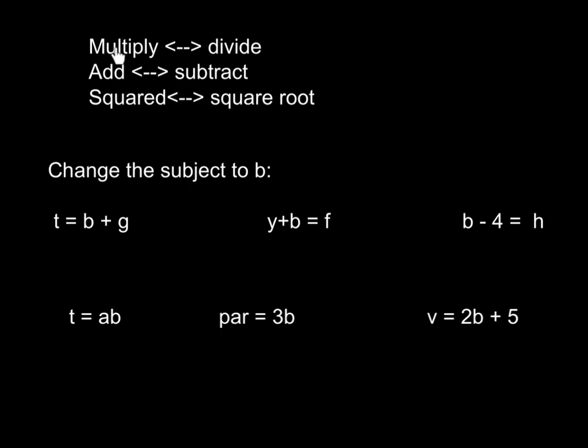So the opposite of multiply is divide, and the opposite of divide is multiply. Add and subtract are opposites, and square and square root are opposites. So here's some examples of changing the subject. We want the subject of all of these to be B.